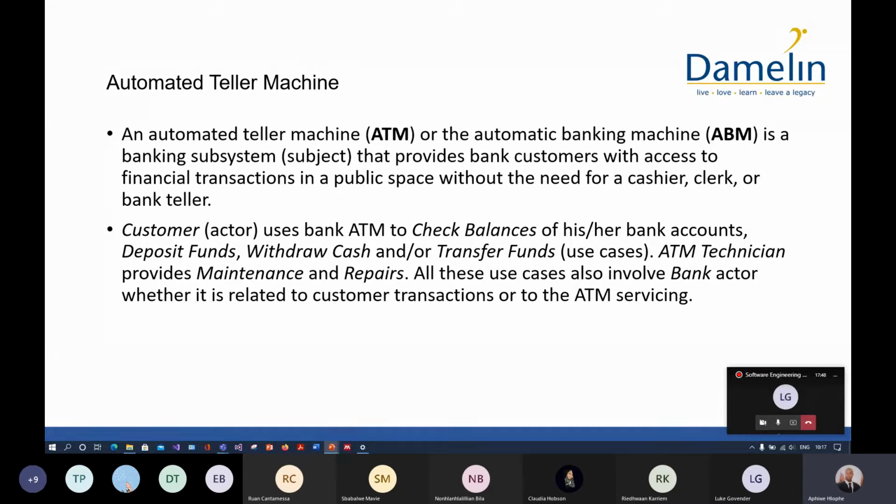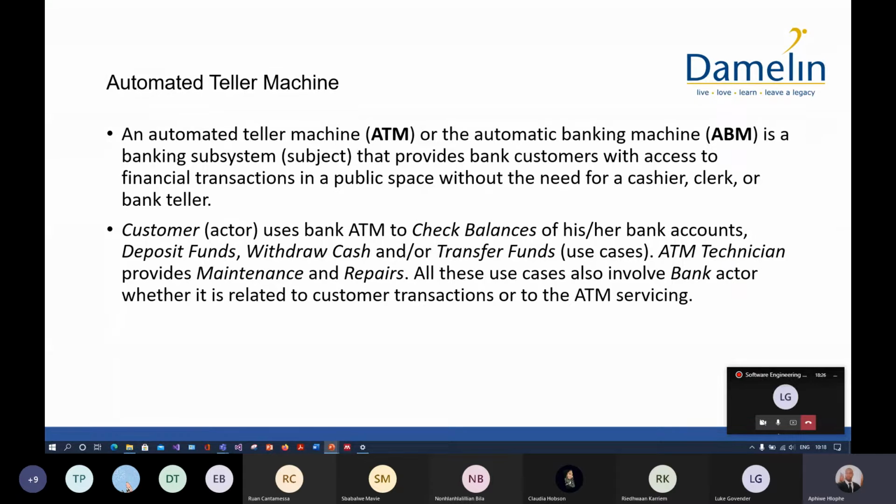or bank teller. So customers can go to that particular bank ATM and check their balances, check their accounts, they can deposit funds, they can withdraw funds, they can transfer funds. And all of this, what I've noted here in the second point, we can refer to it as use cases. Remember, we spoke about use cases in the previous lecture. We said these are use cases of functions on a system. That's how you define a use case.